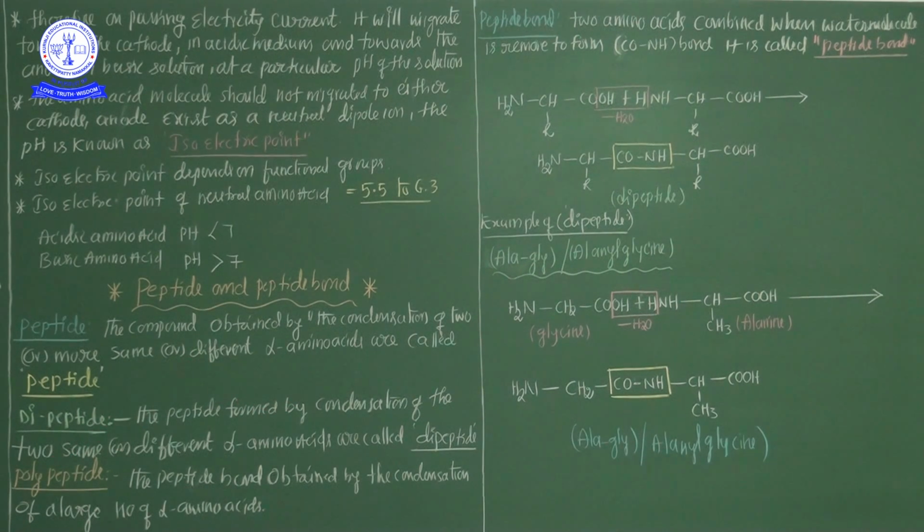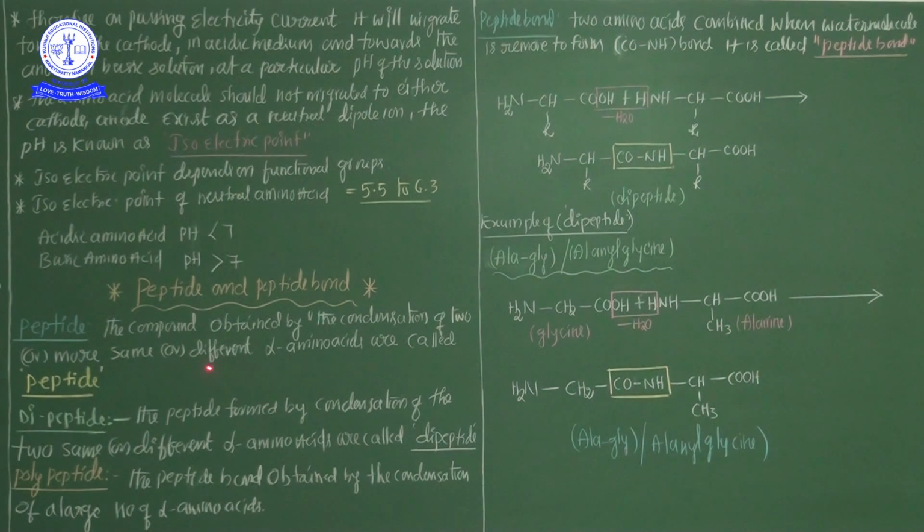So a dipeptide is the peptide formed by condensation of two same or different alpha amino acids. A tripeptide is the peptide formed by condensation of three same or different alpha amino acids. So this is the peptide. Once again, an important one-mark point: define peptide.